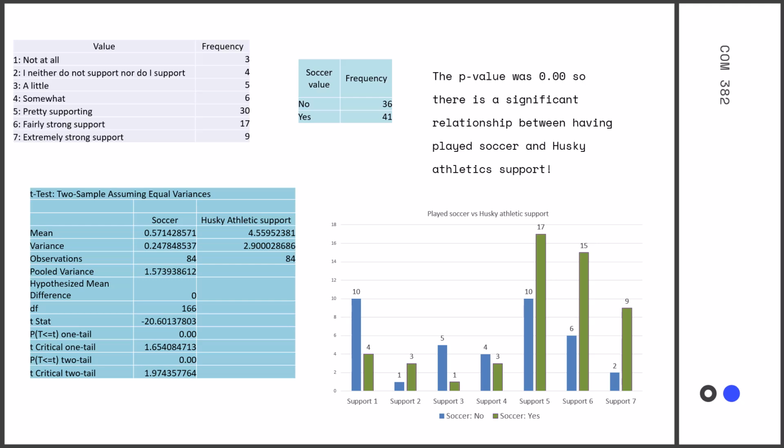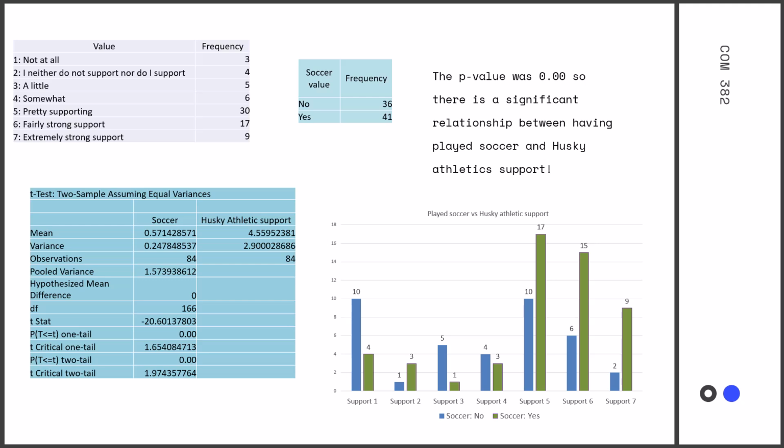In this case, I looked again at soccer, having played soccer, yes or no. 41 of you said that you played soccer as a kid, 36 of you said you didn't. And then I took this Husky athletic support. Now, this is not a true interval measure, but we're treating it as such, as you've read in the book, that in communication we tend to treat it as such. So I did a t-test and asked, is there a difference between people that played soccer and didn't play soccer in what they said their support of UW Husky athletics is?